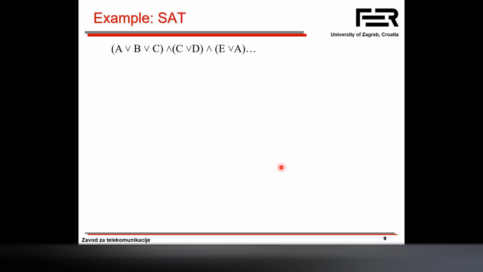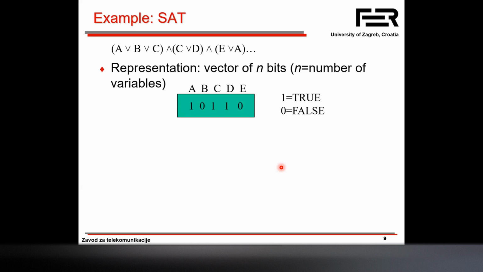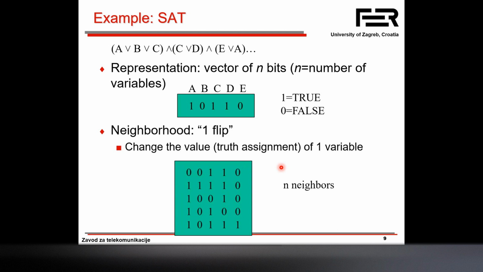Okay, let's look at the satisfiability problem. Let's say we have a representation which is a vector of n bits, where these n are the variables that we're trying to decide on whether they are true or false. Let's say we define our neighborhood as one flip away. We can change the value. So if we have a solution such as A, B, C, D, E, so 1, 0, 1, 1, 0, then we have 5 different neighbors, or n different neighbors. The size of the neighborhood in that case will be n if we define it as being one flip.